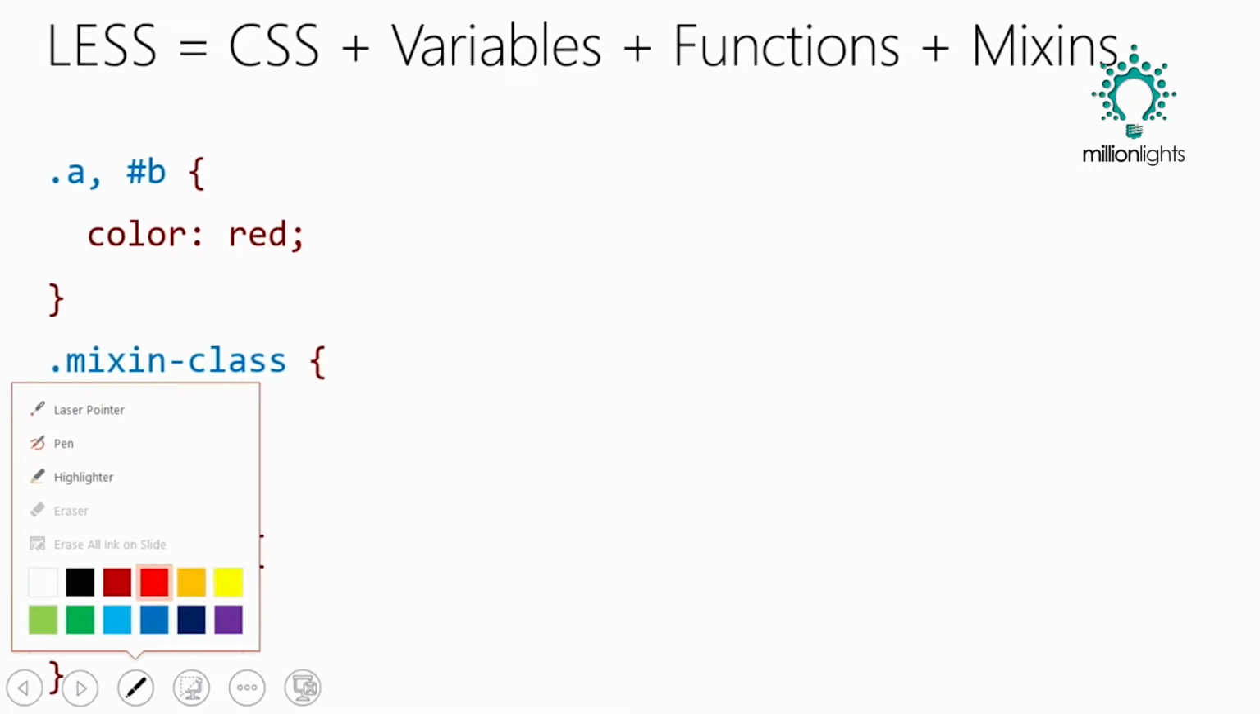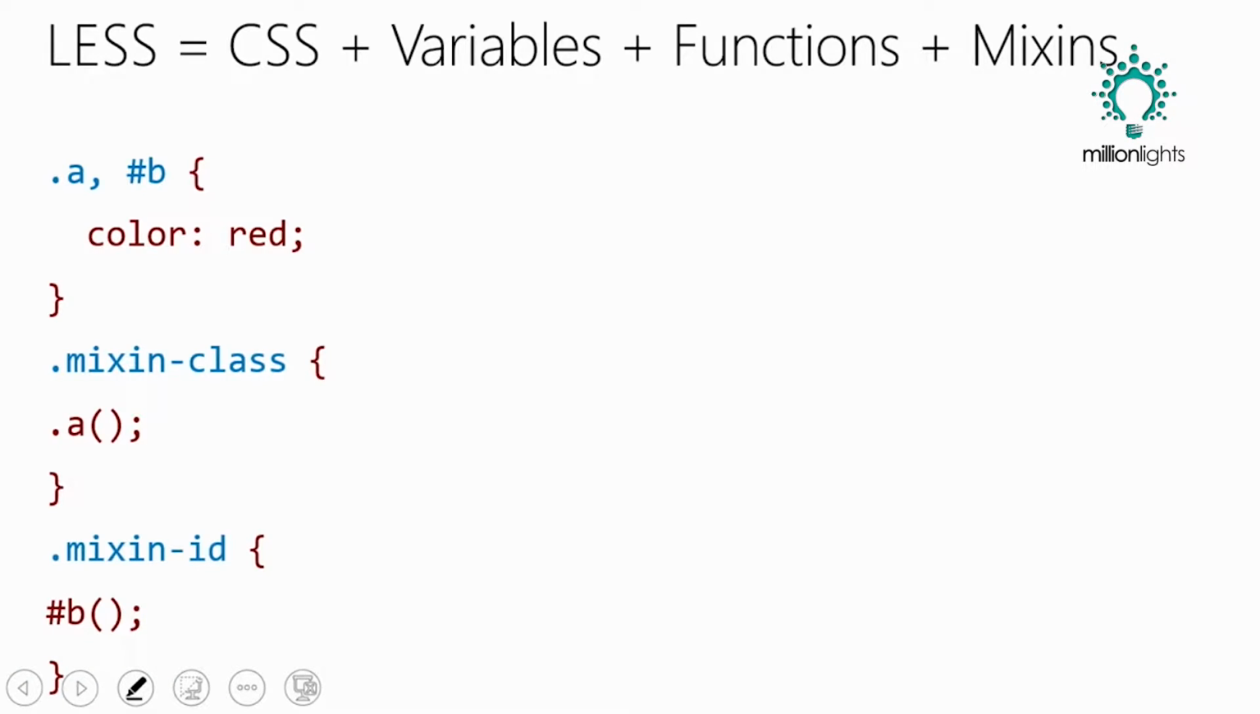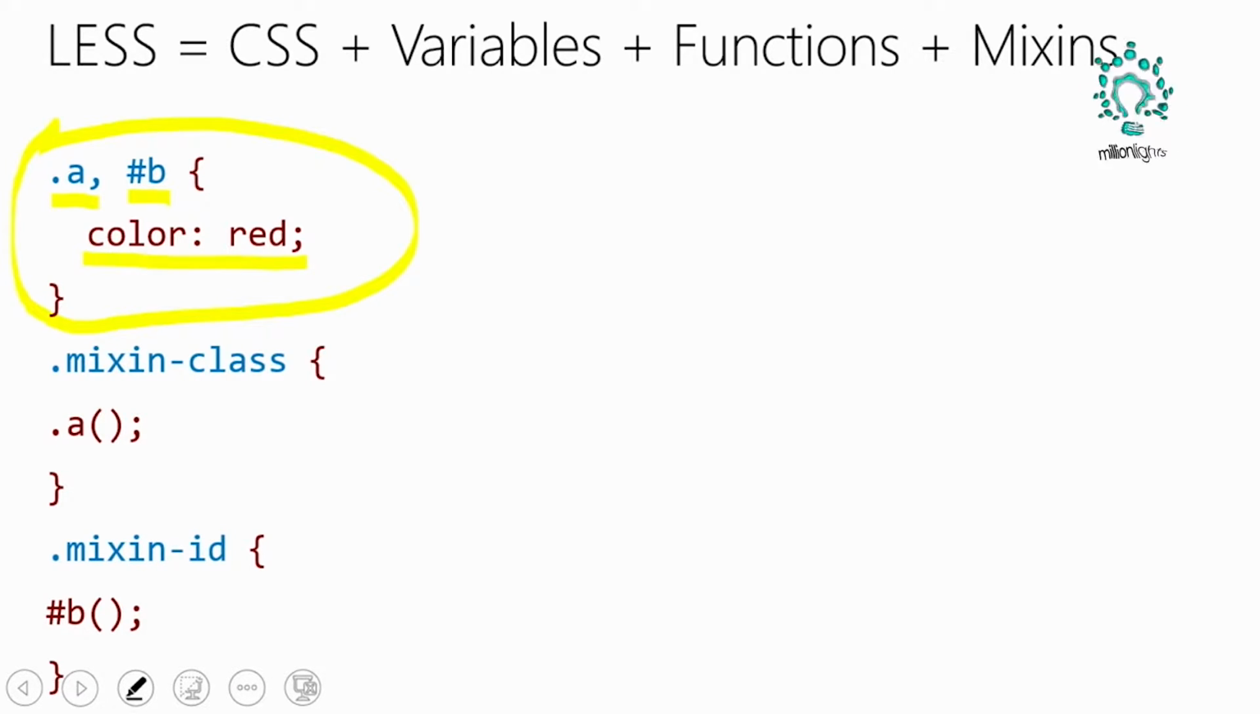Mixins are a little bit new to us, or to some of us. The idea is that you can define essentially a function and then call it from within something else. Or sorry, not a function. You can define a style. So here in my example, let me go in and try and draw here. I'm going to go with the highlighter. So here we've got a style. We've defined a class and an ID, the class of A and an ID of B, and for both of those we've set the color to red.